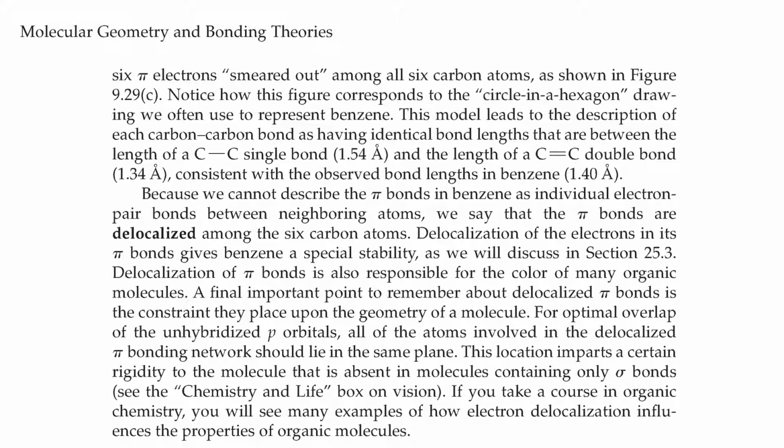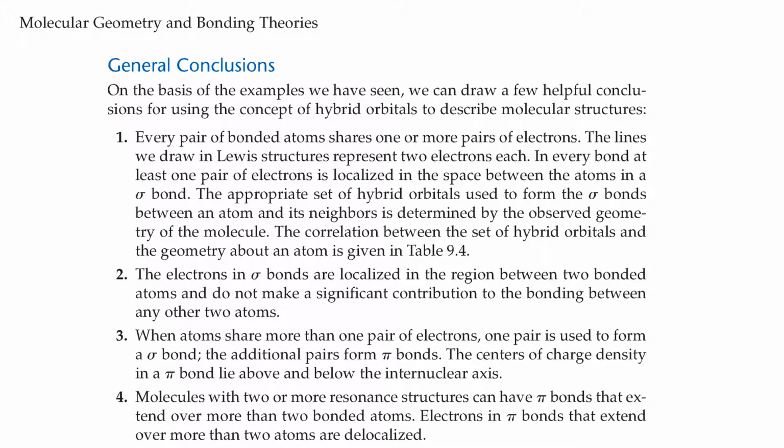General conclusions. On the basis of the examples we have seen, we can draw a few helpful conclusions for using the concept of hybrid orbitals to describe molecular structures. One: every pair of bonded atoms shares one or more pairs of electrons. The lines we draw in Lewis structures represent two electrons each. In every bond, at least one pair of electrons is localized in the space between the atoms in a sigma bond. The appropriate set of hybrid orbitals used to form the sigma bonds between an atom and its neighbors is determined by the observed geometry of the molecule.